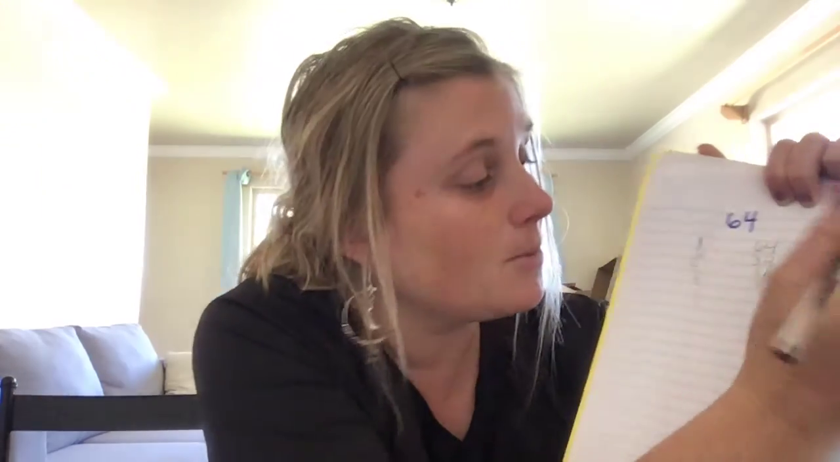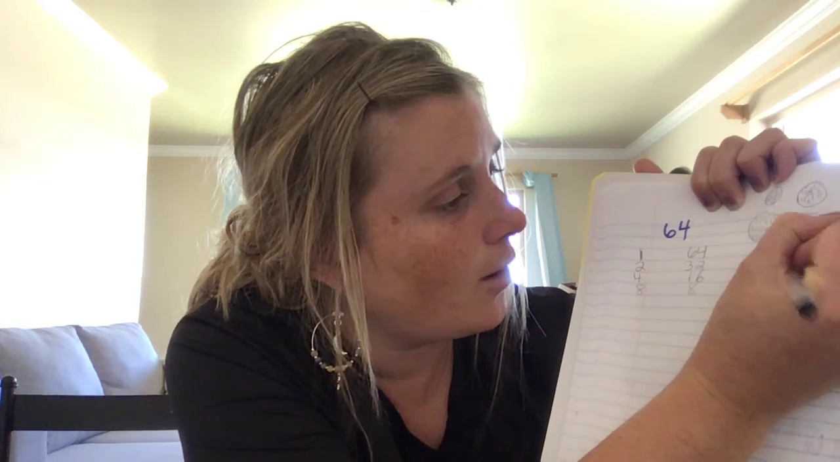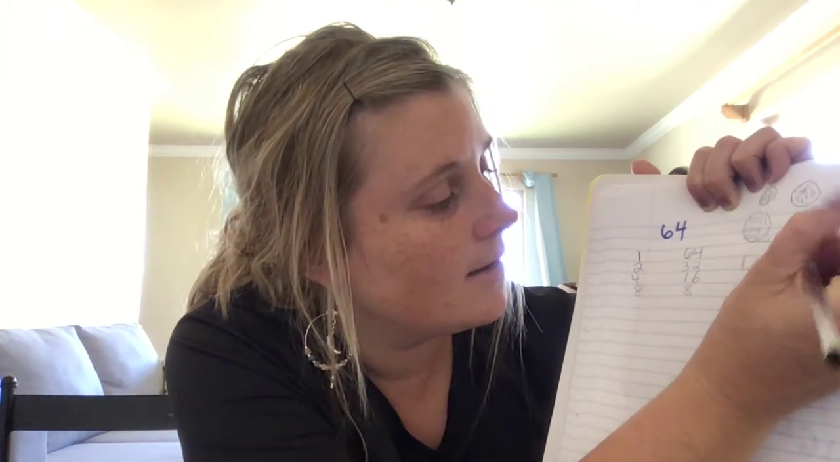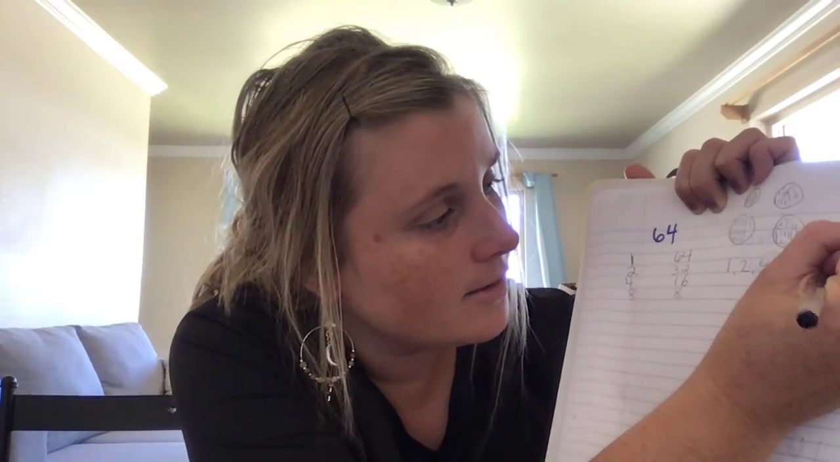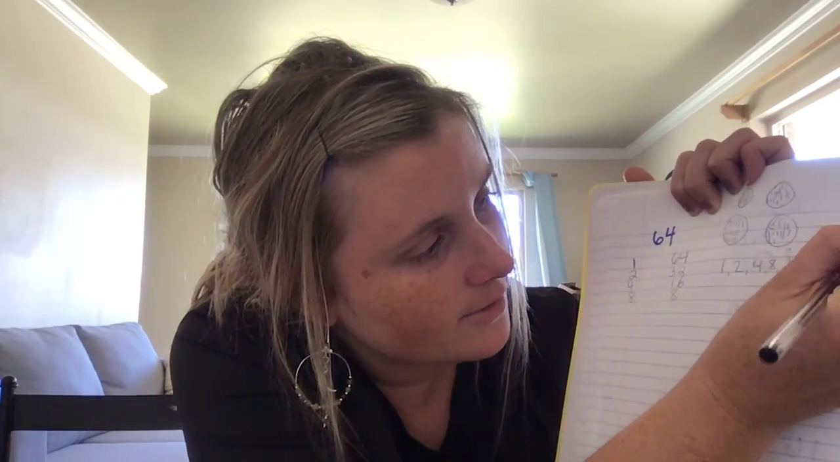So these are our factors of 64. If you're ever unsure, just draw it out really quick and do a quick division. So now let's list the factors of 64. 1, 2, 4, 8, 16, 32, and 64.